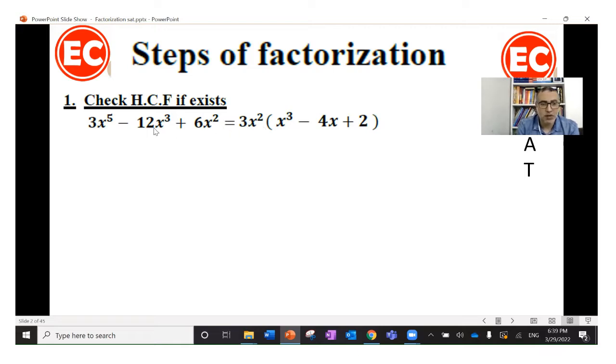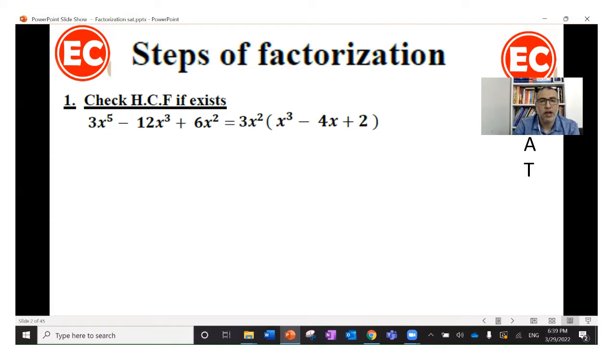I have 3 terms outside the bracket, so I should have 3 terms inside the bracket. So the first step that you do while solving factorization, before starting any factorization, is the highest common factor. And a big percentage of the questions in SAT are solved by using the highest common factor.